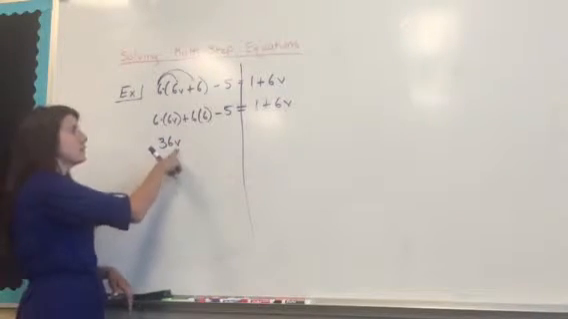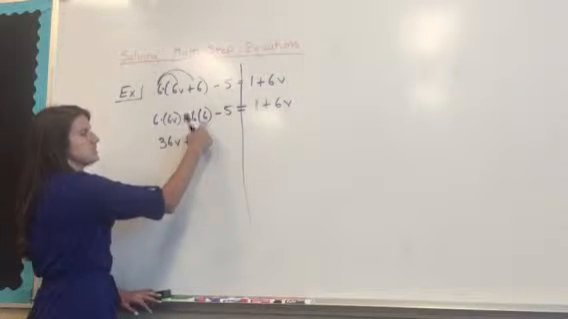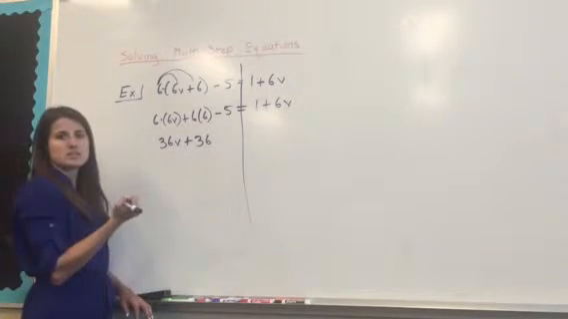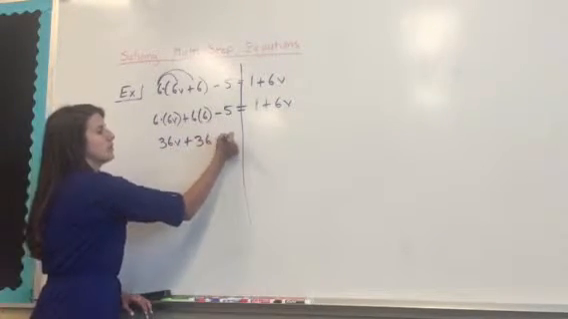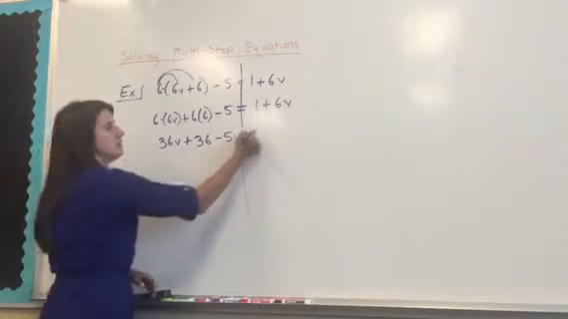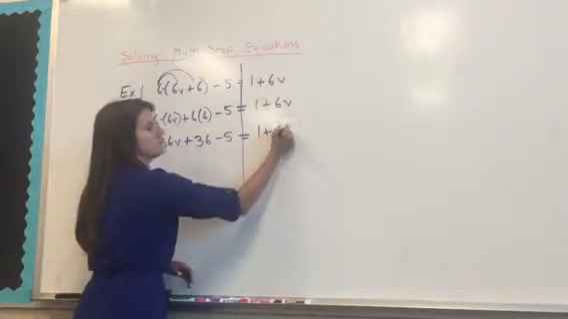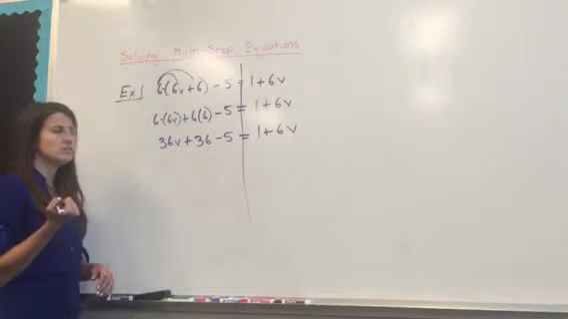Then go ahead and simplify, so 6 times 6v is going to give you 36v. Be careful, make sure you remember your variable. Plus 6 times 6 is 36. And then bring down minus 5. And everything on the other side comes back down again.